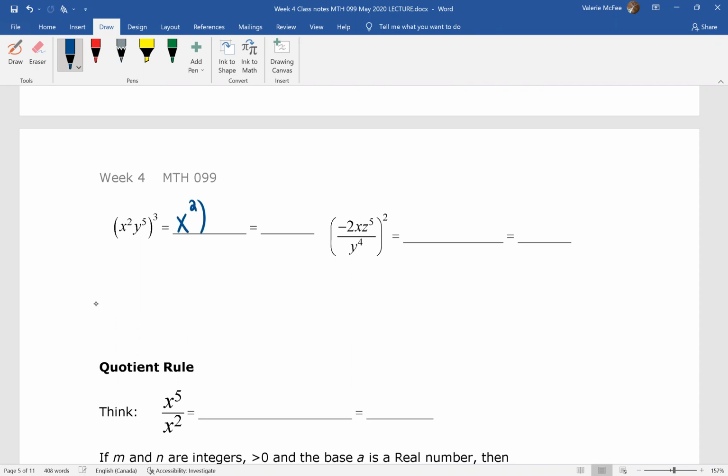We have x squared being raised to the power of 3, y to the power of 5 raised to the power of 3. Now we multiply our exponents. X to the power of 6, y to the power of 15. Why don't you try the next one? It's okay if you get it wrong. It's just good to try. Pause your video.